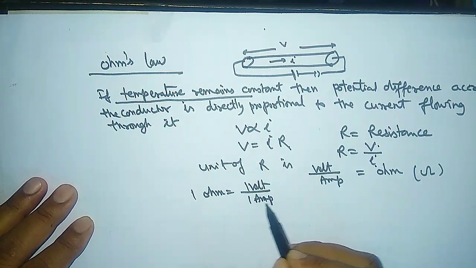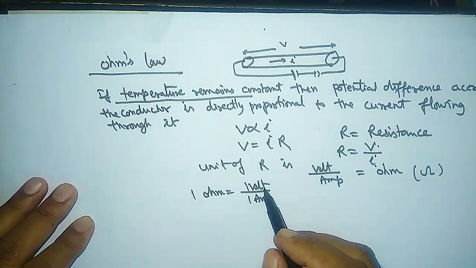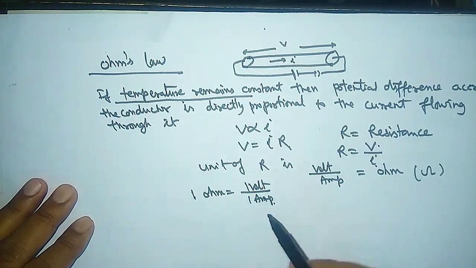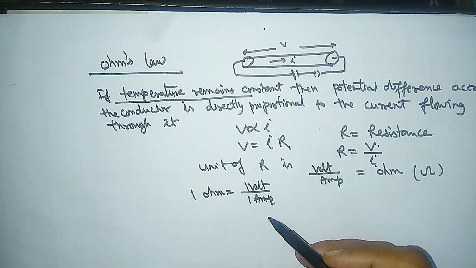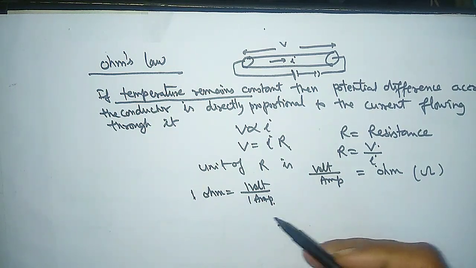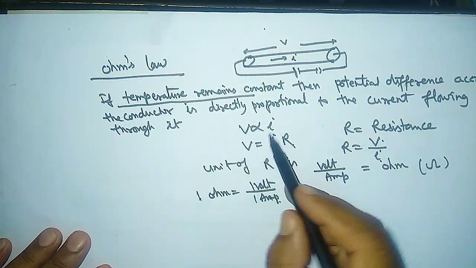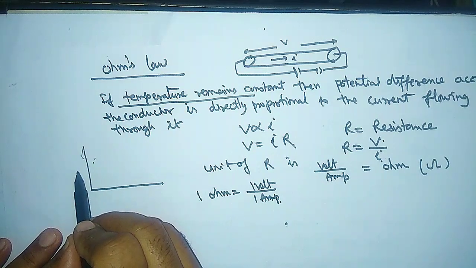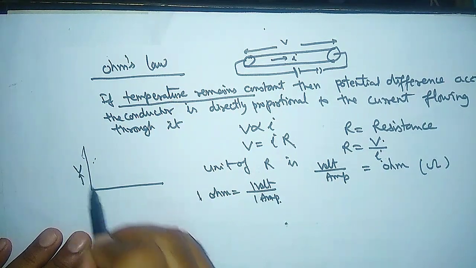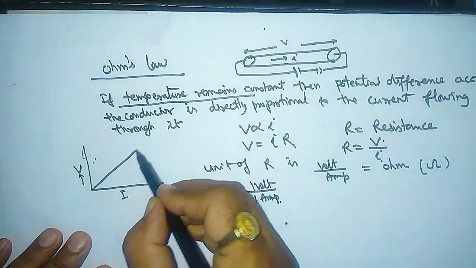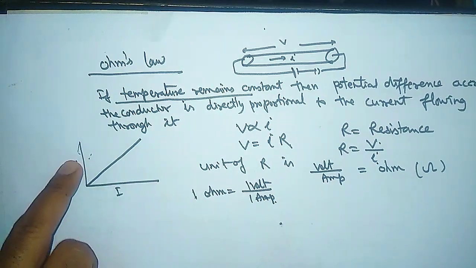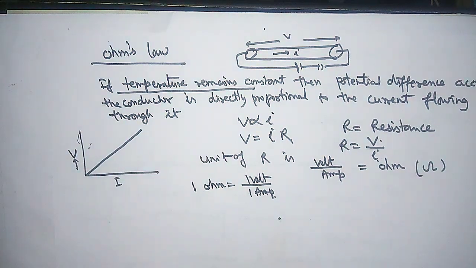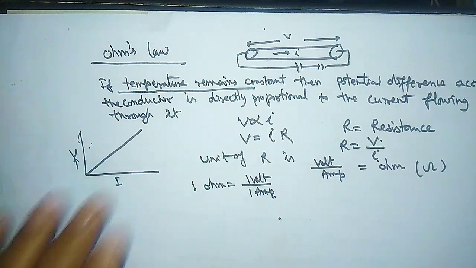If by flowing 1 ampere of current, 1 volt potential difference is produced across the conductor, then the resistance of the conductor is 1 ohm. You can make the sentence yourself. And since V and I are directly proportional, if we plot a graph between V and I, it is always a straight line like this. A straight line graph always shows the relation of proportionality. So V is proportional to I; this is the relation between V and I.